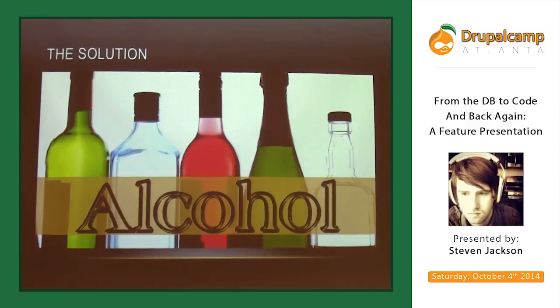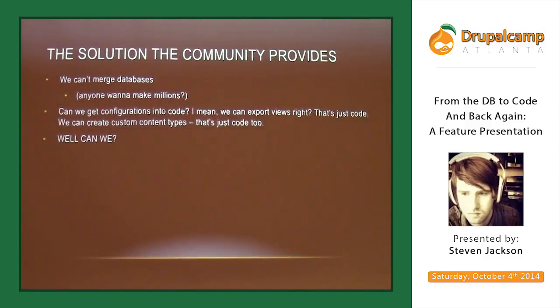So the solution, besides alcohol, is we cannot merge databases. If you can figure out how to merge databases, there are millions of dollars out there for you. Especially with Drupal and how normalized the database is, there's just data everywhere. You create new fields, new modules, there are new tables all over the place. So how can we get these configurations into the code? We want our database to be versioned as well.